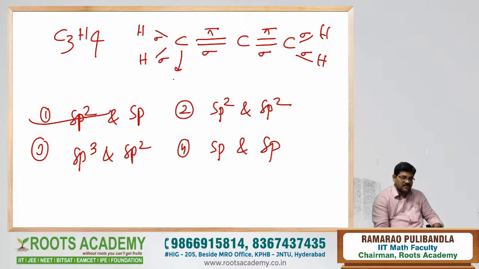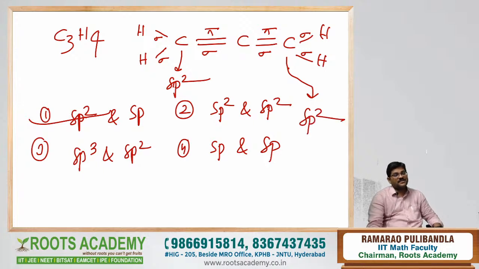3 sigma bonds. That's why the hybridization is sp2, because this carbon has 3 sigma bonds. Because this carbon has 3 sigma bonds, the hybridization is what? sp2. The hybridization is what, Nana? sp2. Yes or no? This carbon has 3 sigma bonds.